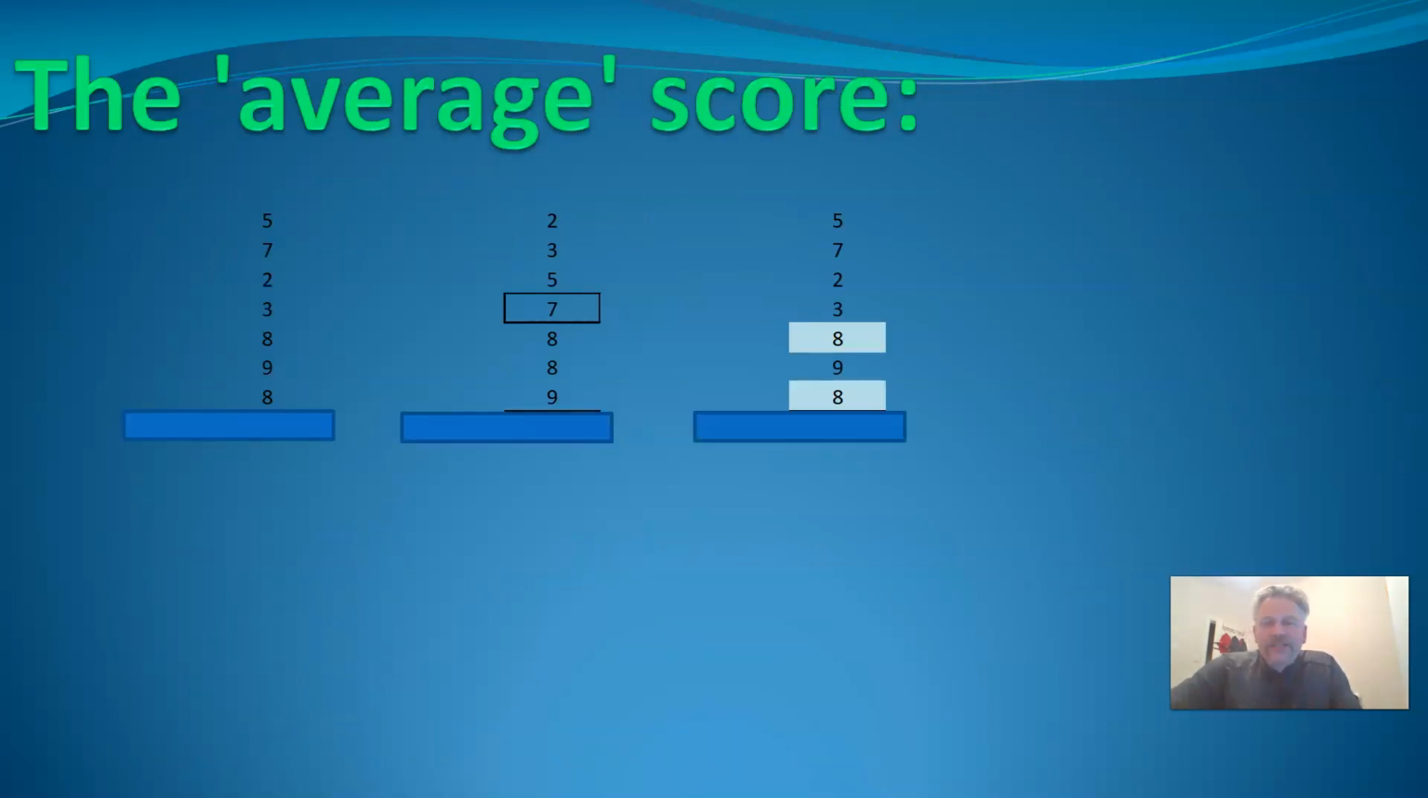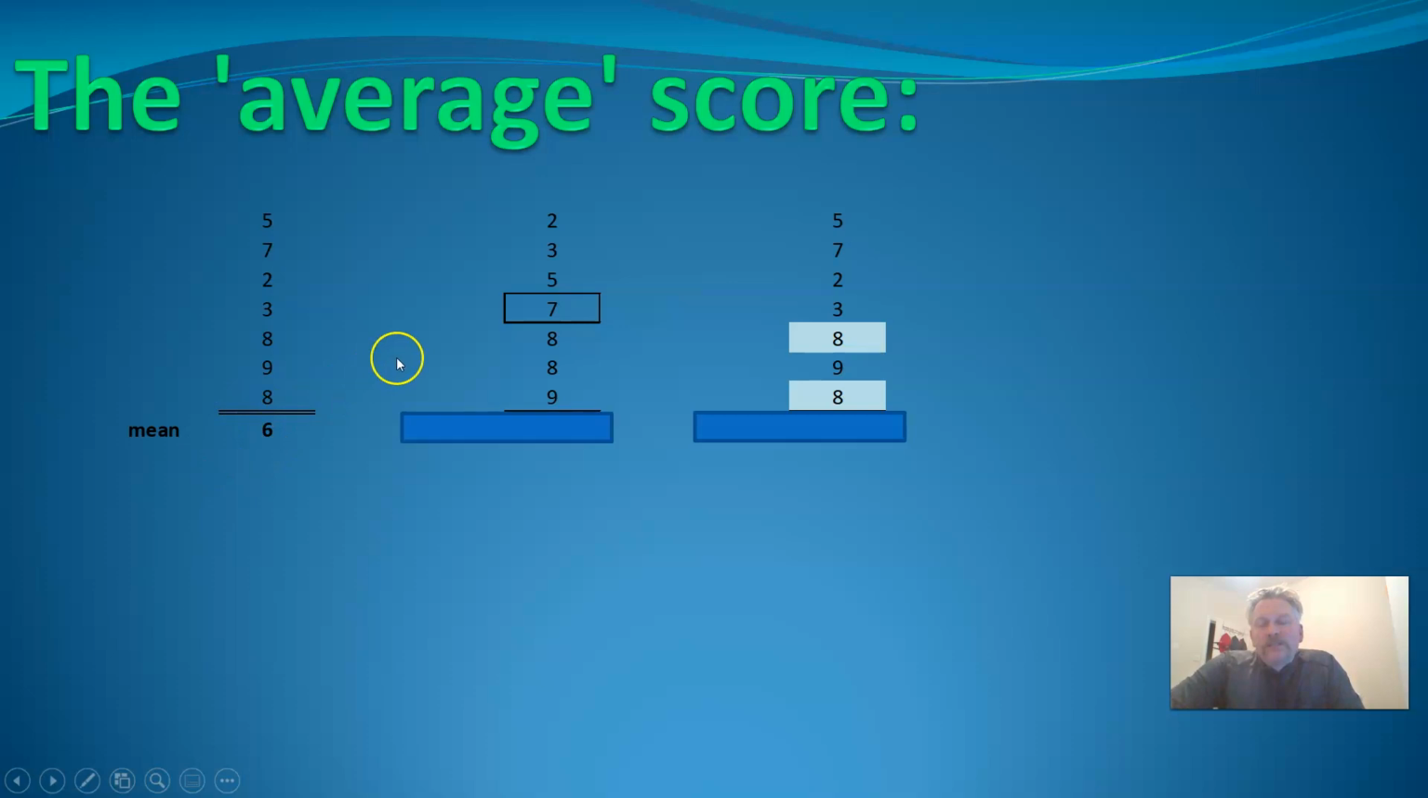But again, just to reiterate what we've done here, if we want to work out the average of a data set of scores, we simply add them all up and then divide by how many we've got, and that will give us our mean average.